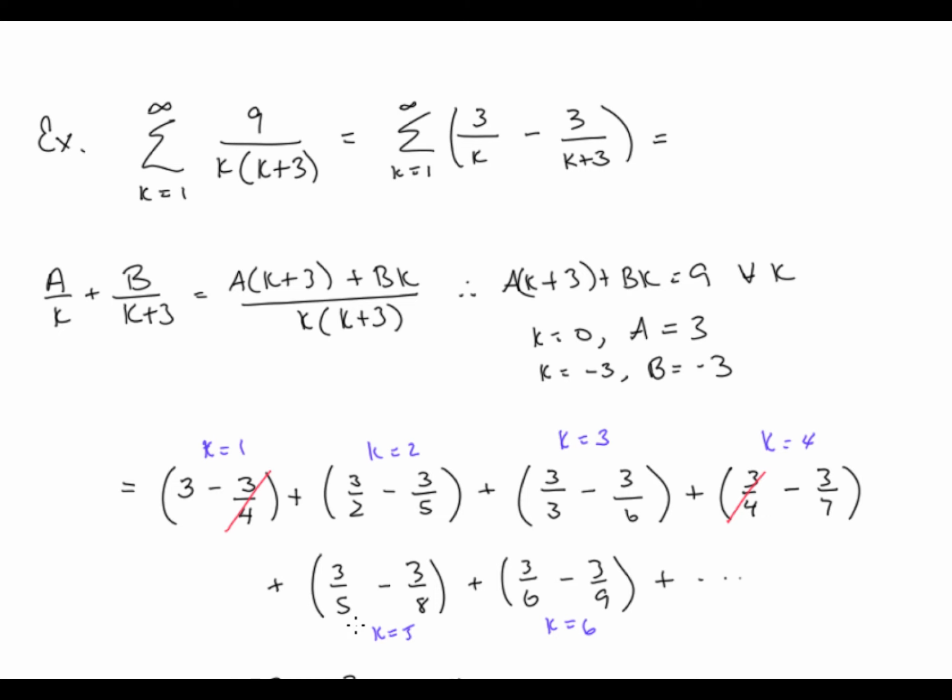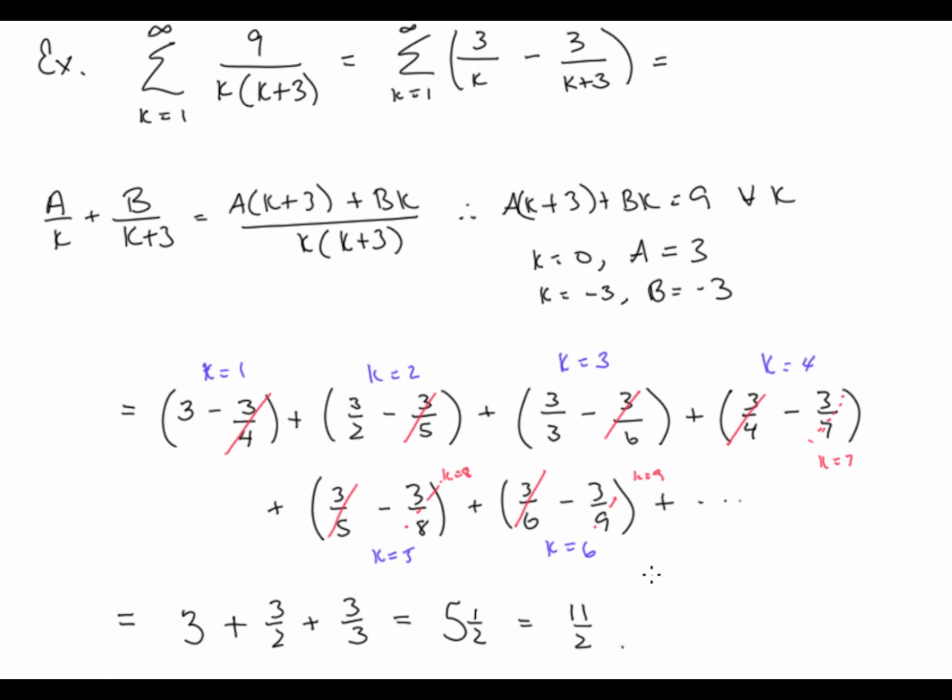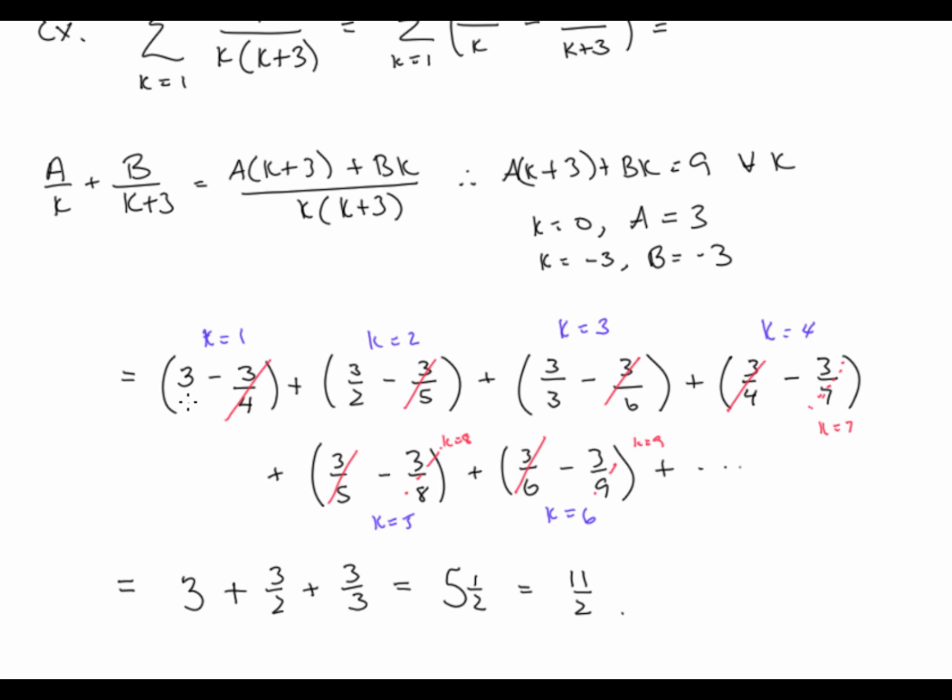When we get to k equals 5, we notice that we have a positive 3/5, and we had a negative 3/5 here. When we get to k equals 6, we see a positive 3/6, and we had a negative 3/6 here. So this term is going to cancel when k is equal to 7. This one will cancel with the term k equals 8, this one with k equals 9, etc. And so the only terms that are going to be left in this series are 3, 3/2, and 3/3. And so this is going to sum up to 11/2.